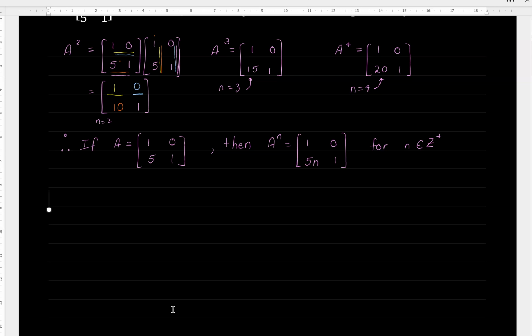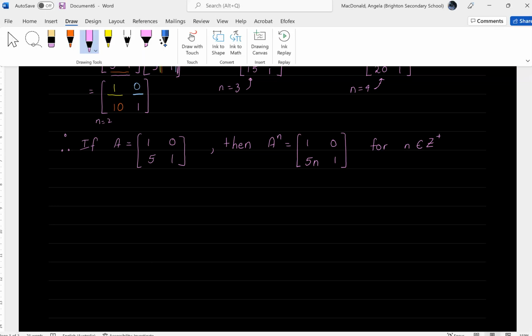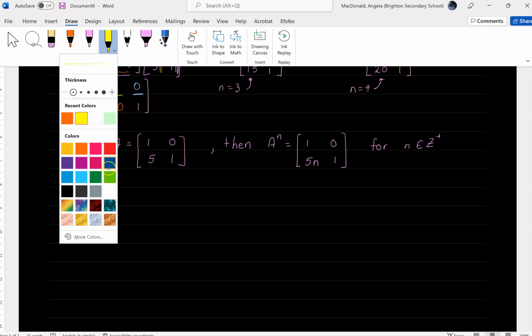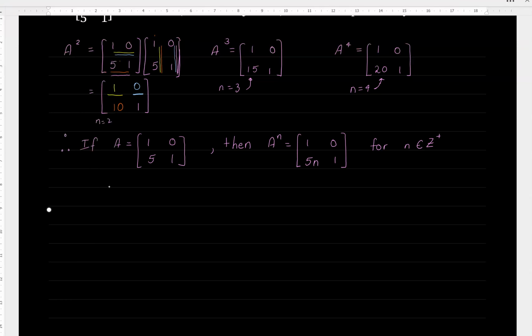All right, so let's get into our proof now. P of 1 equals the matrix 1, 0, 5 times 1, 1, which equals 1, 0, 5, 1. And that equals A. So therefore P1 is true.